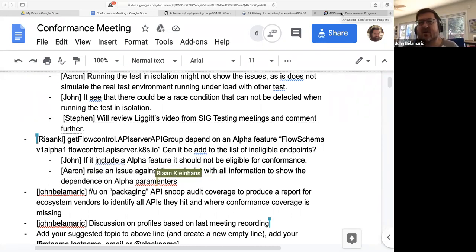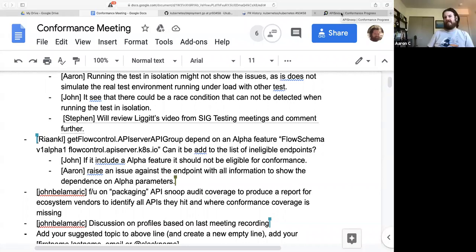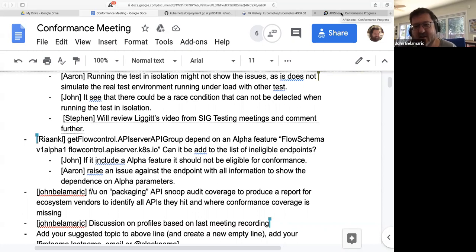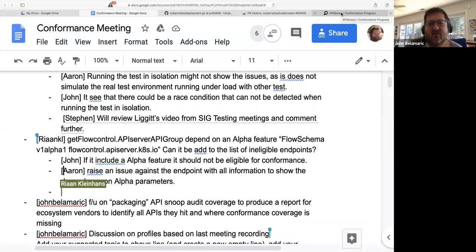You can add alpha fields and alpha kinds to a GA group, right? But if they're required parameters for a GA endpoint, then they cannot be conformance, because you can't use un-GA kinds if it's required. It's only required if the feature gate is on, right? And we typically don't do that, where we would add a required field, because if we do that, it can cause problems with upgrade and downgrade cycles and things like that.